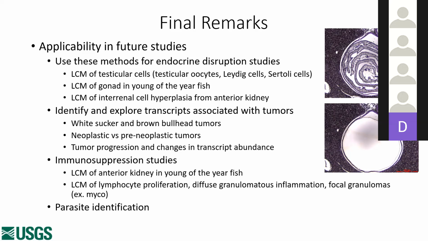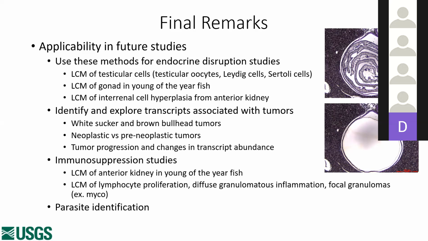We can cut out the gonad in young of the year fish. A lot of times these fish are so small and the gonad is so little, it's hard to tell whether it's male or female. So with these applications, you could decipher that. And you can cut it out and try to use biomarkers to determine the age at which, for example, smallmouth bass become induced with intersex. So there's applicability there too.